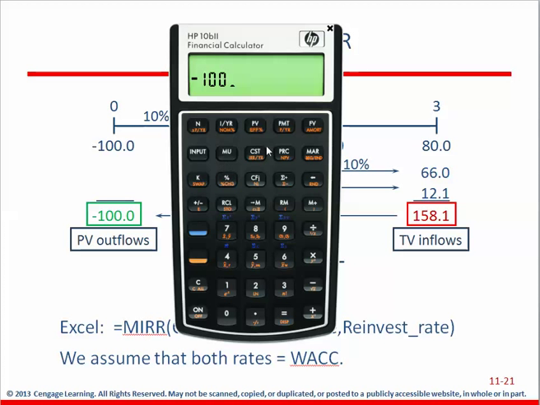Negative is my present value, and 158.1 is my future value. N is 3, and so I'm solving for the internal rate of return. Now in this case, I use this key as the internal rate of return because I'm using my time value of money keys. And so I calculate the internal rate of return.